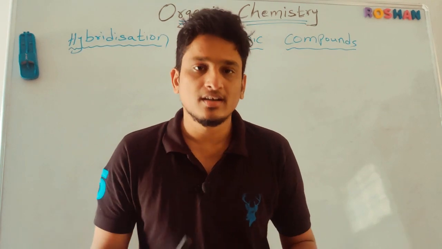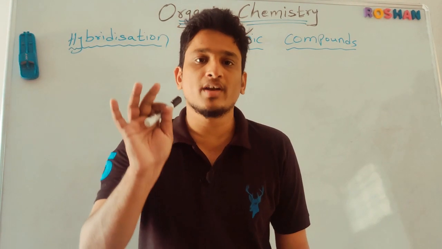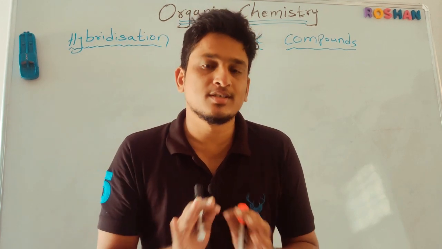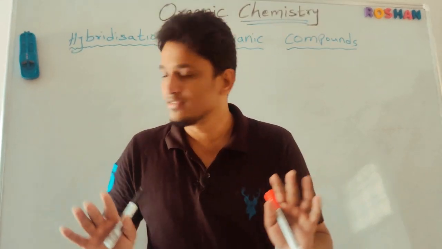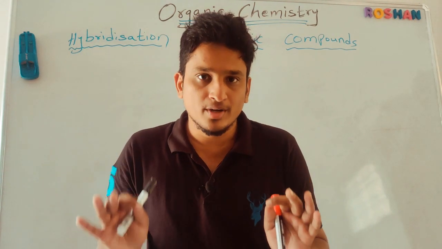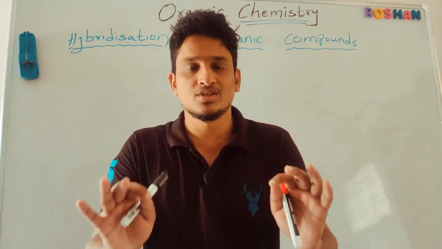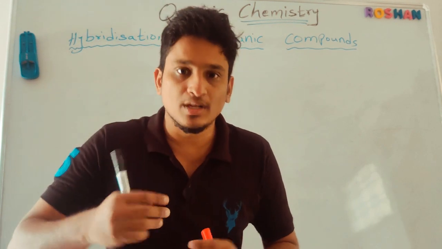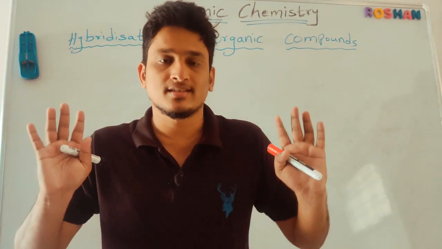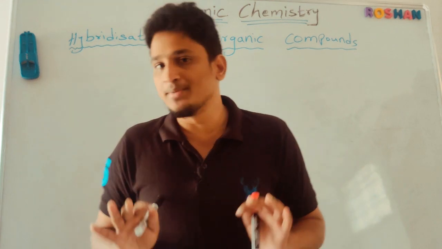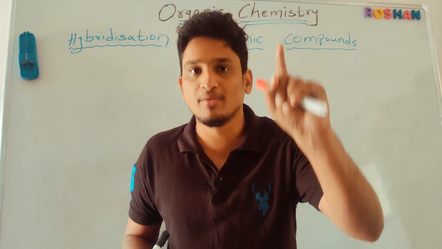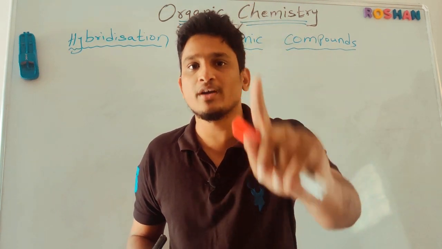First, the condition is that only sigma bonding orbitals are involved in hybridization. Pi bonding orbitals do not involve in hybridization. Sir, why? A pi bond is a weak bond, students. If the pi bond were also involved, the overall bond strength of the molecule would decrease. So that's why pi bonding orbitals do not involve in hybridization. This is the point you have to remember.